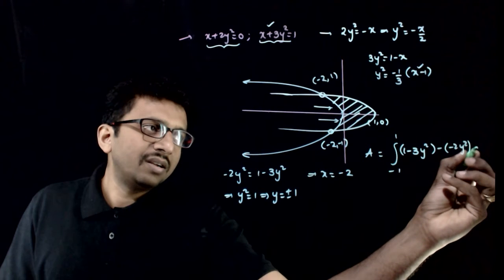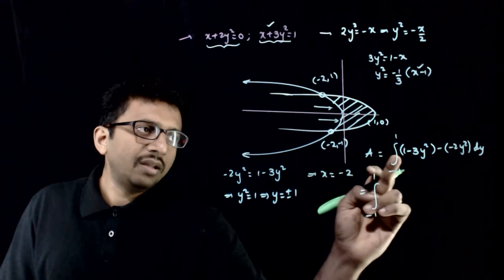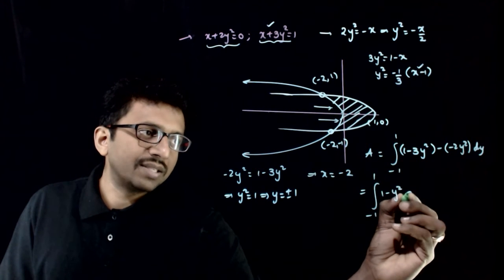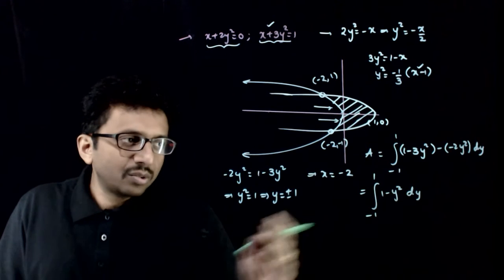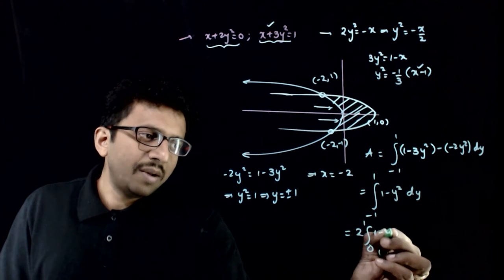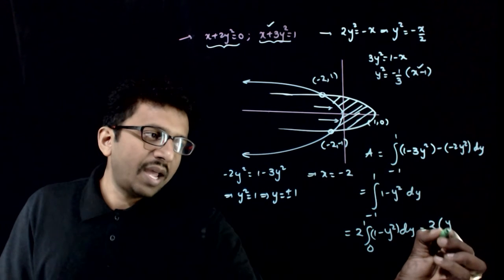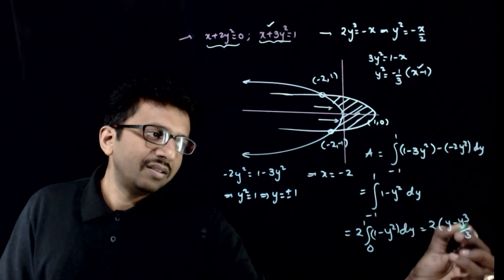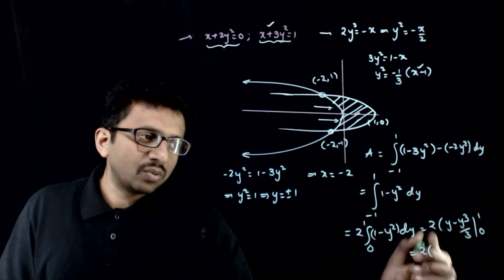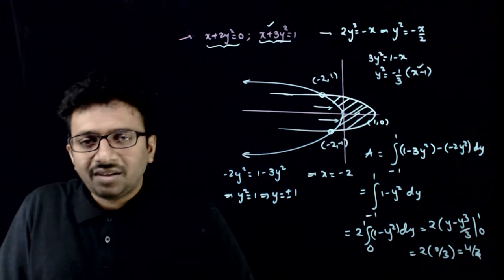That is the integration from -1 to 1 of (1 - 3y² + 2y²) dy, that is, (1 - y²) dy. Obviously this is an even function, so this can be written as 2 times the integral from 0 to 1 of (1 - y²) dy. That is 2 times [y - y³/3] from 0 to 1, which is 2 times (1 - 1/3) = 2 times 2/3, which is equal to 4/3. That is the right answer.